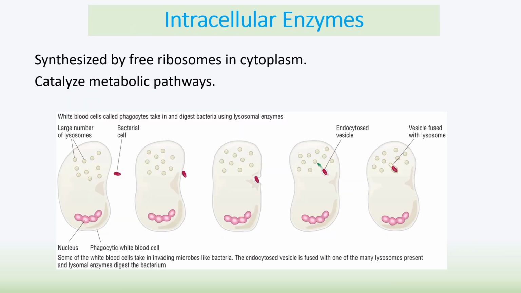We use enzymes for digestion, okay? We can use them in intracellular digestion. So here you can see a white blood cell and a bacterial cell. It's taken in via endocytosis into a vesicle, and then this fuses with lysosomes, releasing hydrolytic enzymes to digest the bacteria.